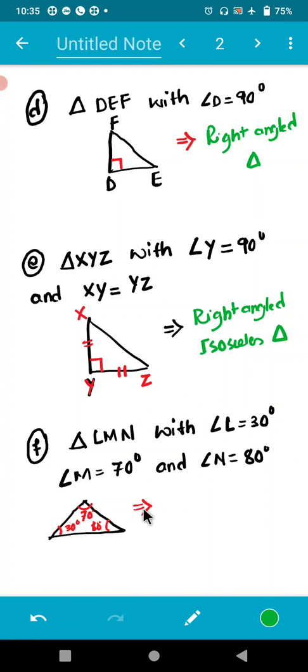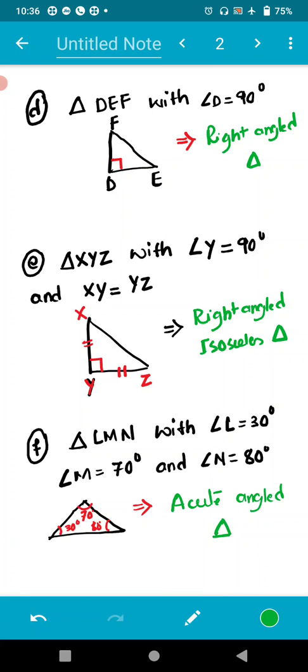Now let's see what is there in this sum number F. Triangle LMN with angle L 30 degree, angle M 70 degree and angle N is equals to 80 degree. You see all the angles are less than 90 degree. Less than 90 degrees. So what we can write? We can write acute angled triangle. So this is all about question number 1 students.